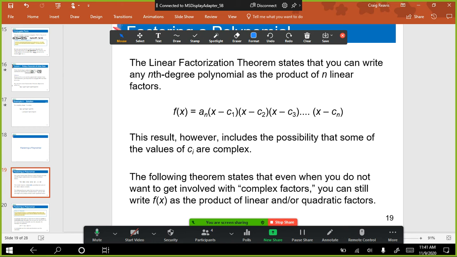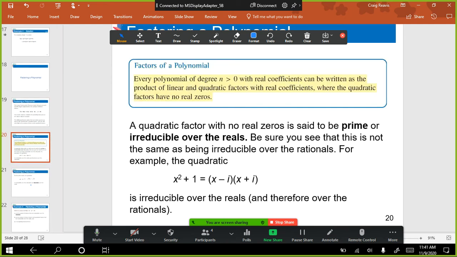All right. The following theorem states that even when you do not want to get involved with complex factors, you can still write f of x as the product of linear and quadratic factors. Every polynomial of degree n greater than 0 with real coefficients can be written as the product of linear and quadratic factors with real coefficients, where the quadratic factors have no real zeros. All right, a quadratic factor with no real zeros is said to be prime or irreducible over the reals. Be sure you see that this is not the same as being irreducible over the rationals.